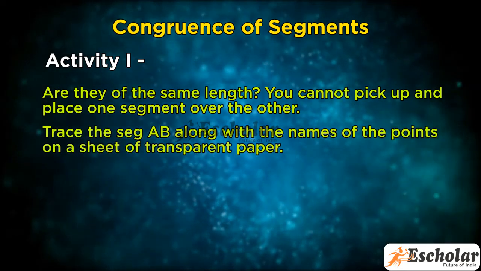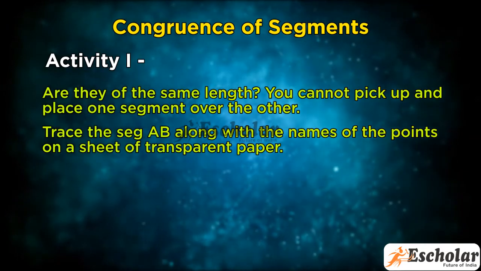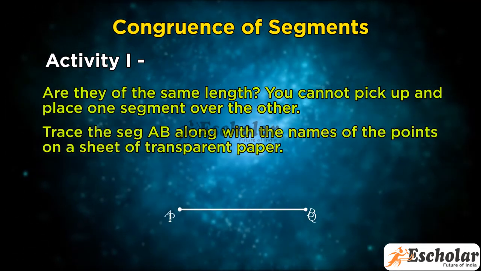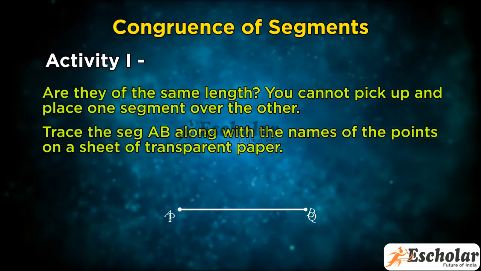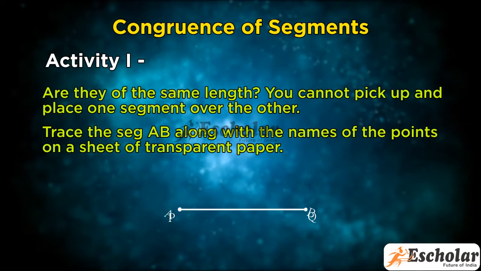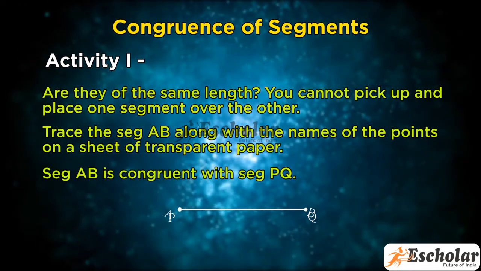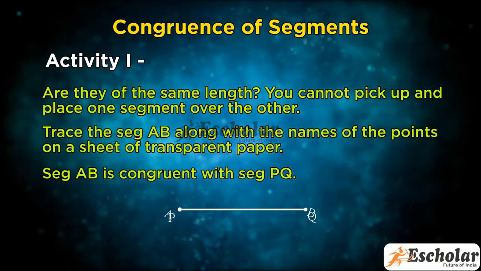Trace the segment AB along with the names of the points on a sheet of transparent paper. Place this new segment on segment PQ. Verify that if point A is placed on point P, then B falls on Q. It means that segment AB is congruent with segment PQ.